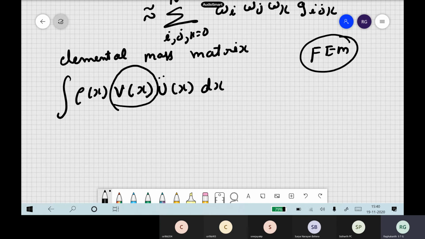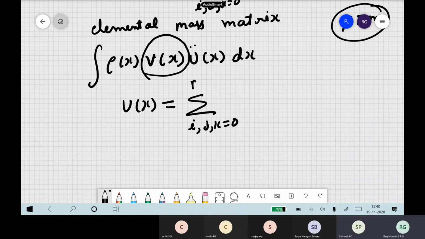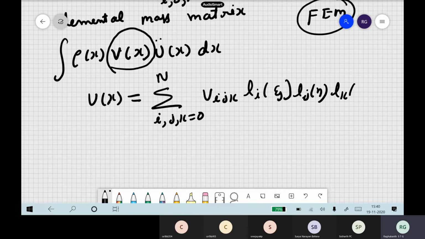No? We write the test function also. How do we expand? So v of x, what do we do? This also we expand in terms of the same Lagrange polynomials only. Okay, so whatever we are using, everything remains the same. And finally, what did we do in the last class also? We use the same expansion for test functions also, but we assumed it to be what? What is the value we took for the test function, the amplitude?